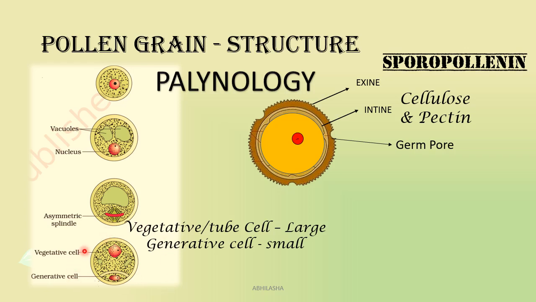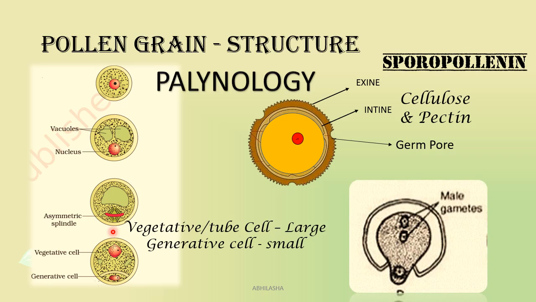In these plants, the generative cell divides further but only after the pollen grain lands on the stigma. This generative cell after dividing will form two male gametes. So in 60% of the plants, the pollen grain is released at this two-cell stage. But in some, the generative cell also divides while it is with the parent plant, that is inside the microsporangium. This generative cell forms two male gametes, and then we have the three-cell stage: the two male gametes and the vegetative nucleus or tube nucleus. In some cases the pollen is released at this three-cell stage.